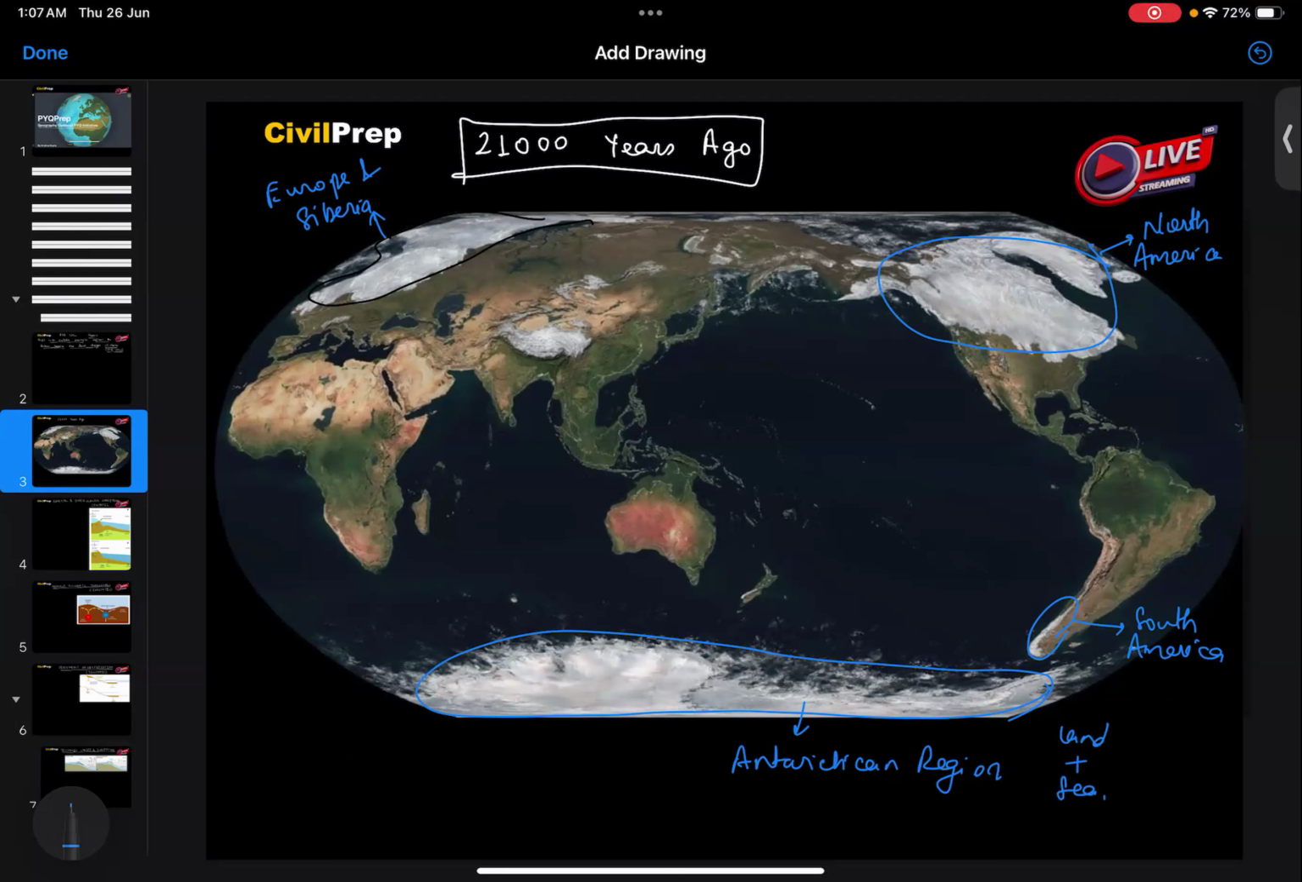So during this phase, when the ice was present on land, this resulted in the fall of sea level, and this took place at the global scale. Therefore, it is also called eustatic change.